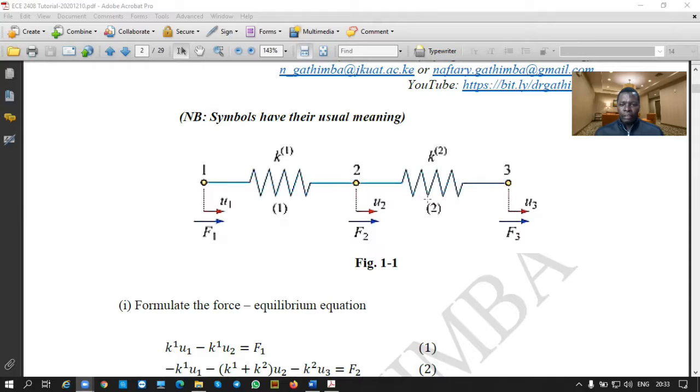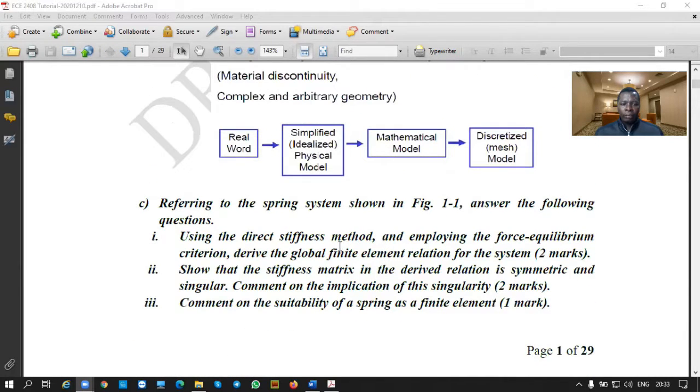So it has got a series of 2 springs, and then you are required, number 1, to use the direct stiffness method and employ, now this is where you might be caught, because the question clearly states that you need to employ the force equilibrium criterion. So I don't know whether you still remember, we have the force criterion in coming up with the finite element method.